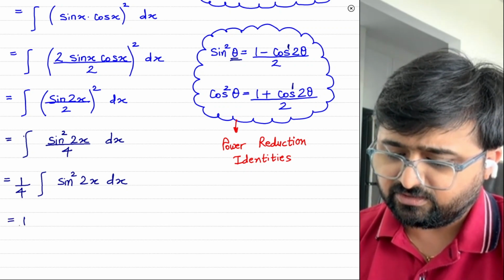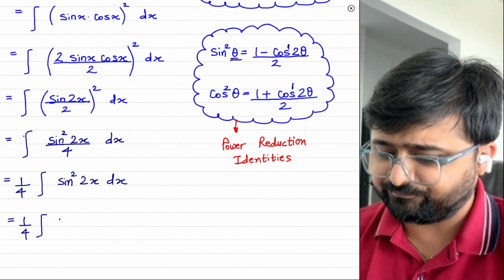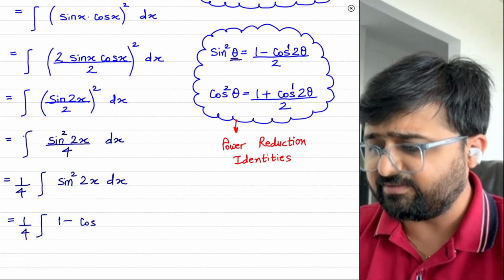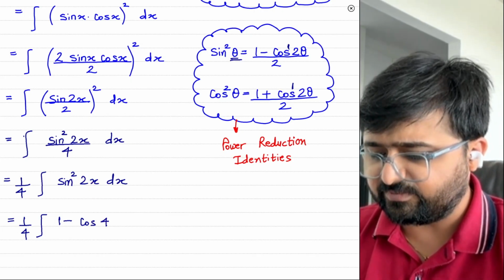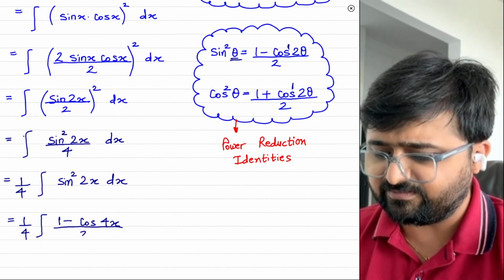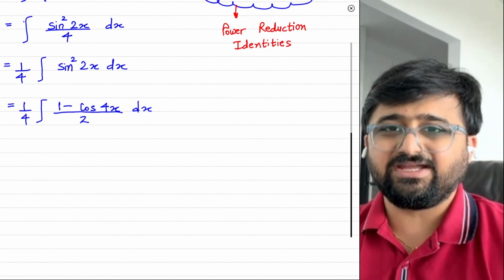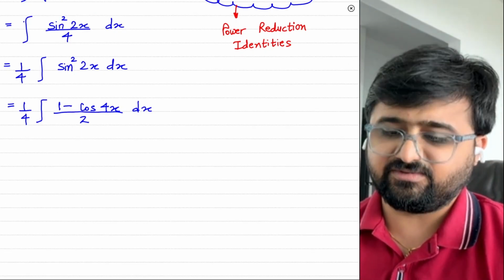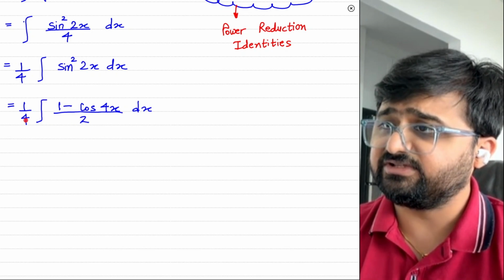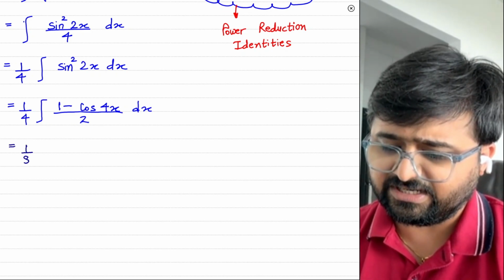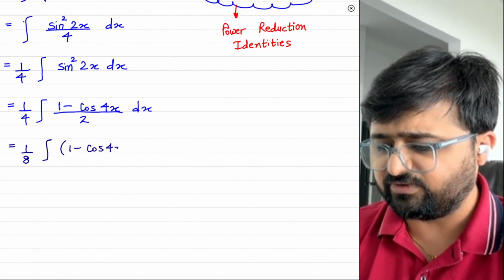So we will have 1 by 4 integral of 1 minus cos of, remember the angle becomes double, 2 theta. So here it is 2x, so the angle is going to become double, which is 4x, divided by 2 with respect to x. Now we have converted it into a form which is easily integrable. This 2 is again a constant and can be taken out of the integral, so that will become 8. So 1 by 8 integral of 1 minus cos 4x is left inside.